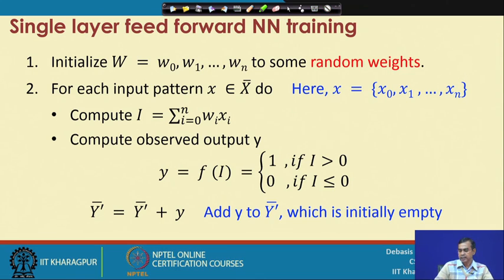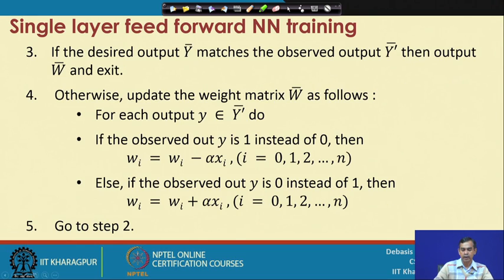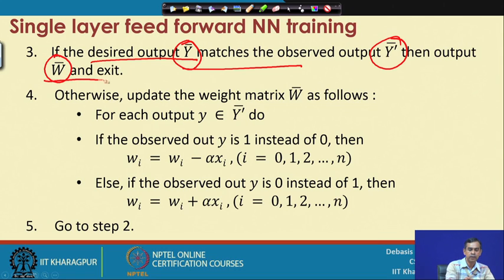Then, having these, for each input we will be able to calculate the observed output. Once the observed output is known to us, we will be able to match it. So, there is a matching. This is basically the actual or true output. If the true output matches the observed output y bar, then we can say that the perceptron is learned correctly, and the output in that case, whatever the output w bar is, is basically the output of the model.